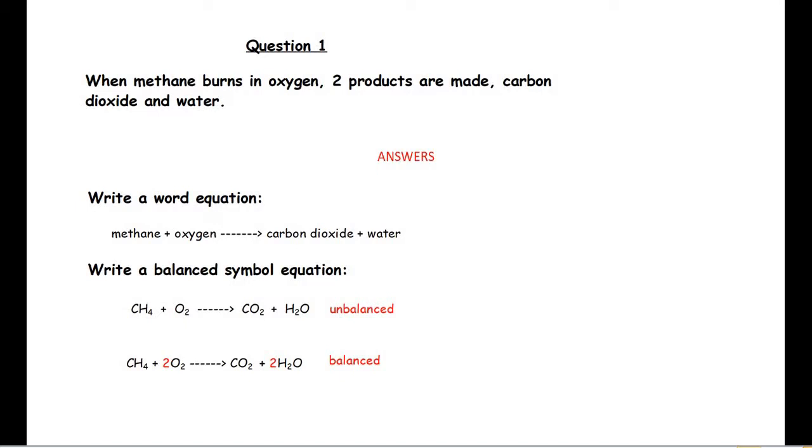And you can see once it's balanced, I've got one carbon on the left, one carbon on the right. I've got 4 hydrogens, and I've got 4 hydrogens there because it's 2 times 2. I've got 4 oxygens, 2 oxygens, and that 2 goes all the way through, 4 oxygens. Remember, when you're balancing, you can only put numbers in front of formulas.